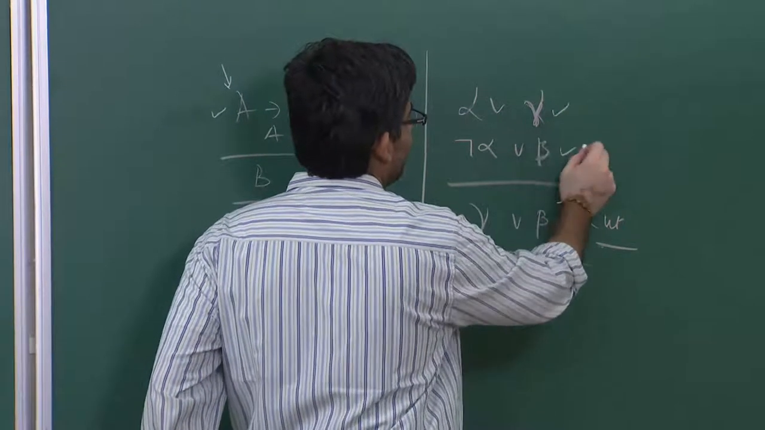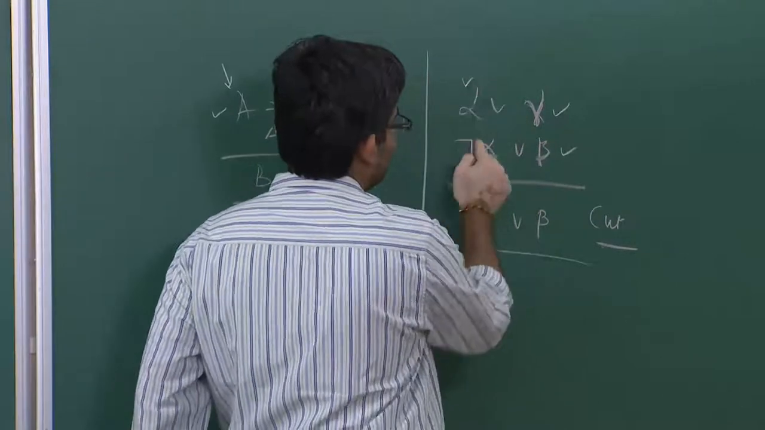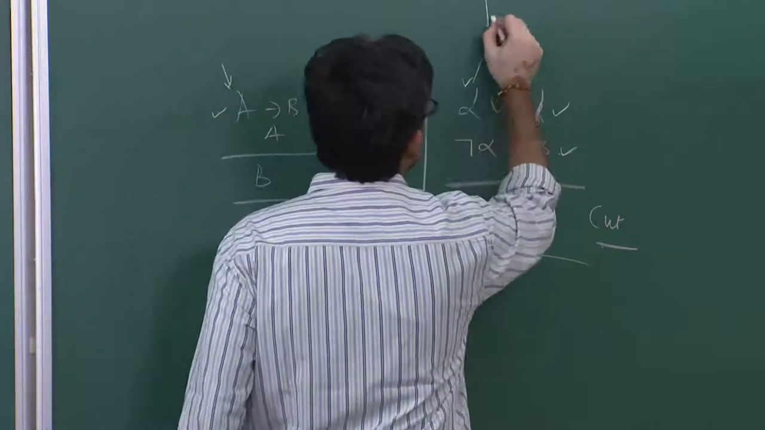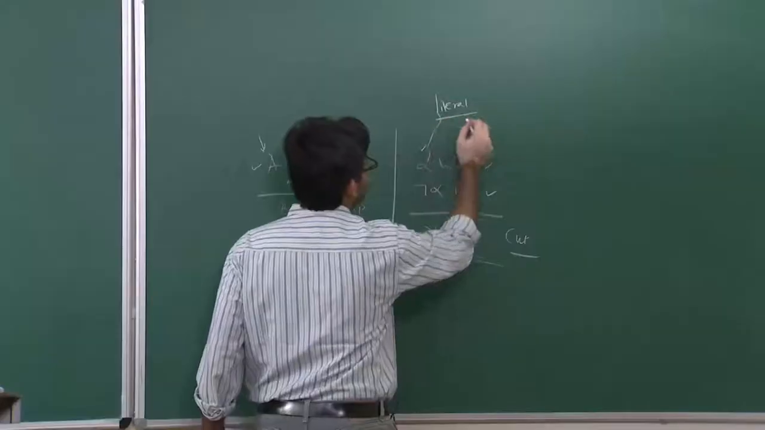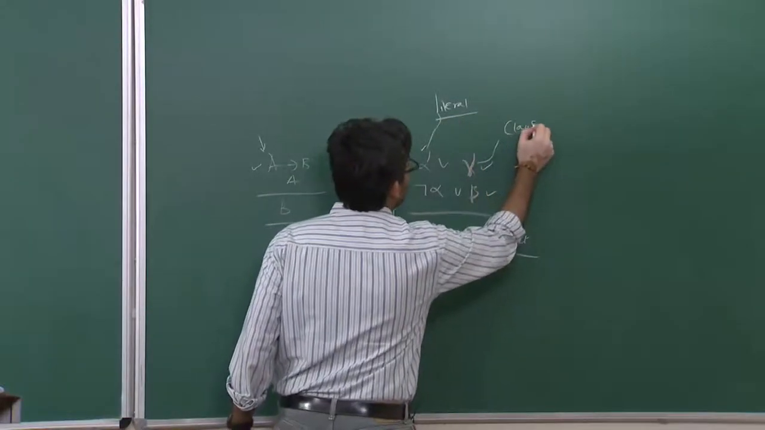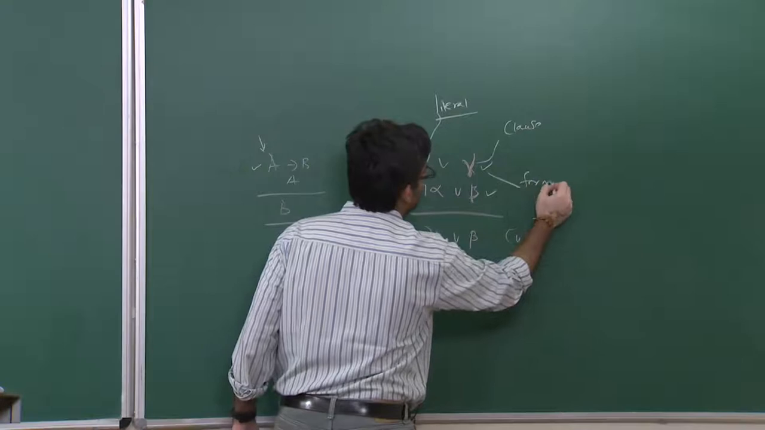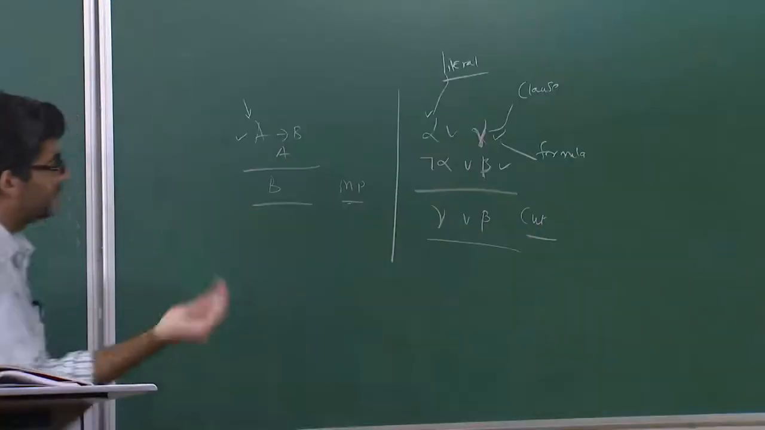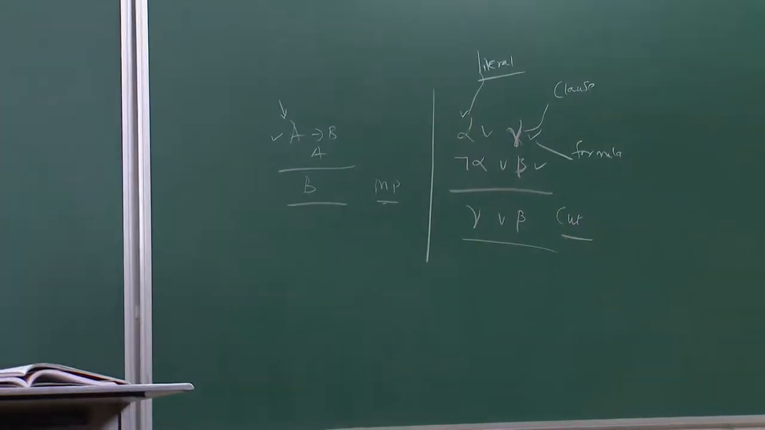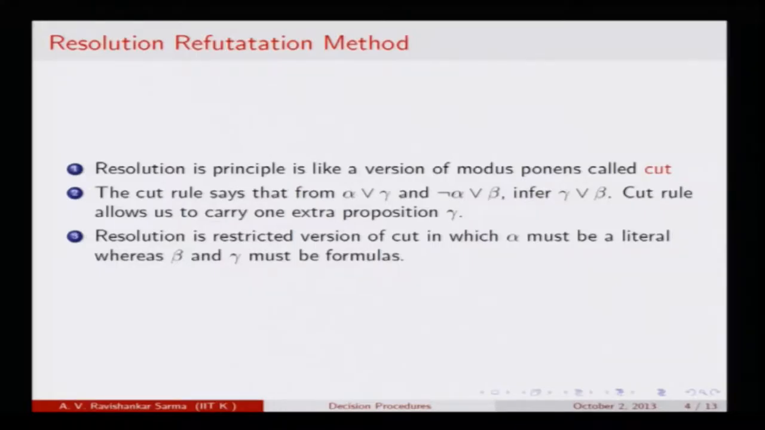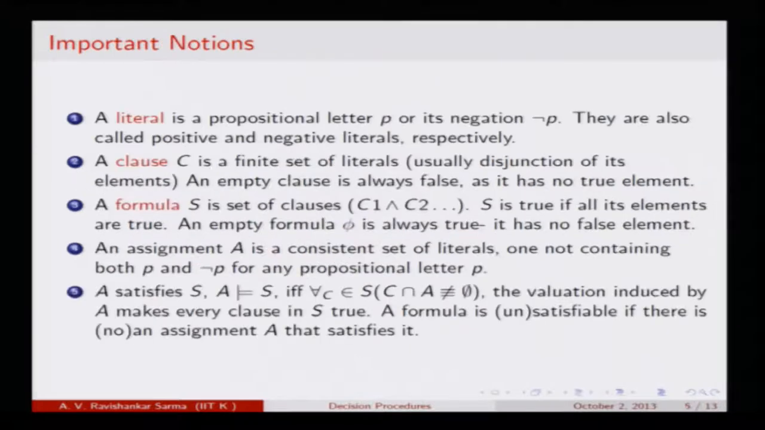So this can be any formula, but the alpha that exists here has to be a literal. Now we need to talk about what we mean by a literal, a clause, and a formula. And when do you say that a given well-formed formula is in the conjunctive normal form? You need to note that this method works only in the case of formulas which are already in the conjunctive normal form.